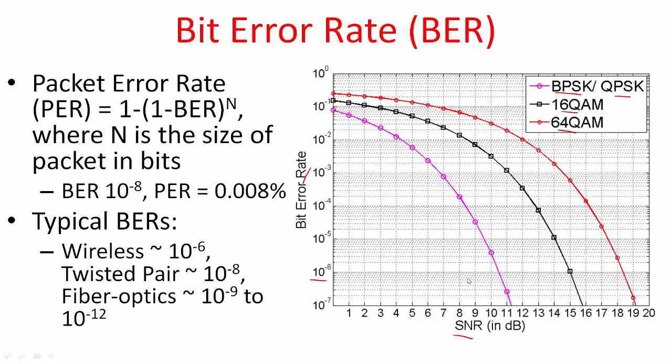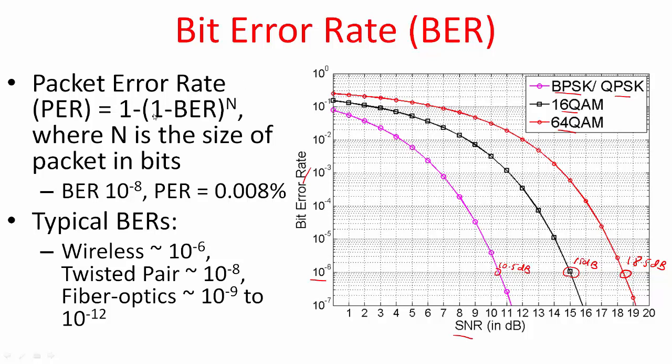What this figure is saying is, if you want to use 64 QAM as your modulation technique, you need to provide an SNR of at least 18.5 dB. And if you're using 16 QAM, you need to provide about 15 dB. And similarly, if you're using BPSK or QPSK, you need to provide about 10.5 dB. Now this is the bit error rate.